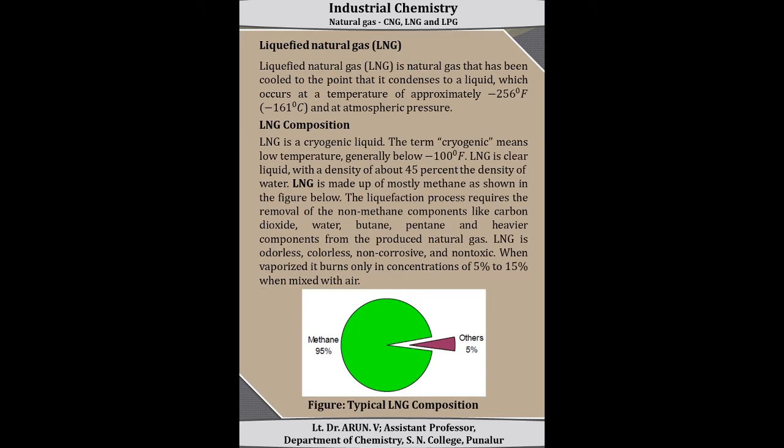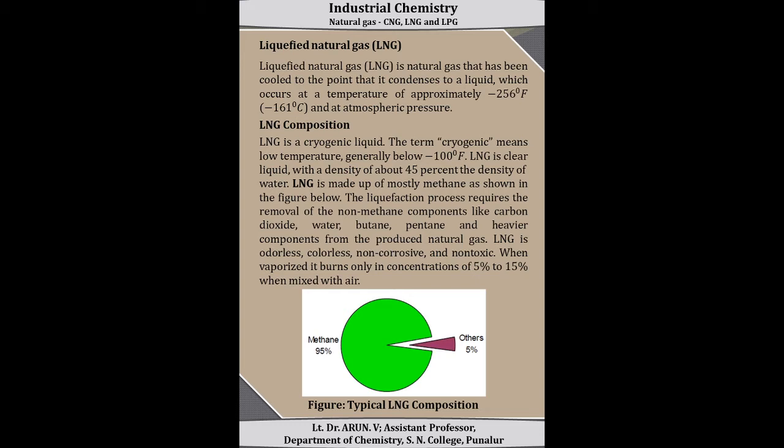Next, we have to study what is LNG. LNG is the short form of liquefied natural gas. That is, liquefied natural gas is natural gas that has been cooled to a point where it condenses to a liquid, which occurs at a temperature of approximately minus 256 degrees Fahrenheit or minus 161 degrees centigrade at atmospheric pressure.